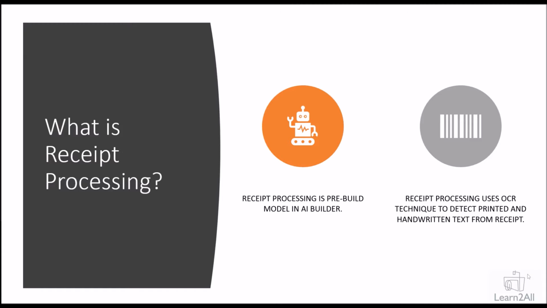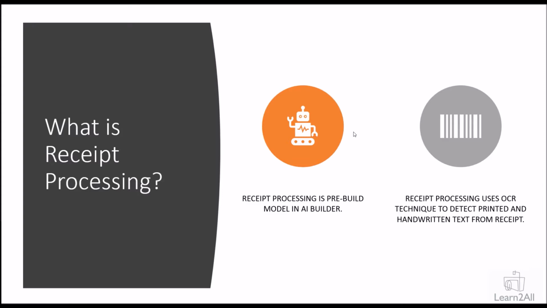The first question that arises in our mind is, what is receipt processing? Receipt processing is a pre-built model available in AI Builder. It uses the OCR technique to detect the printed and handwritten text from the receipt, and at the end it will store the extracted entities to the desired dataset. So this was the theoretical scenario.